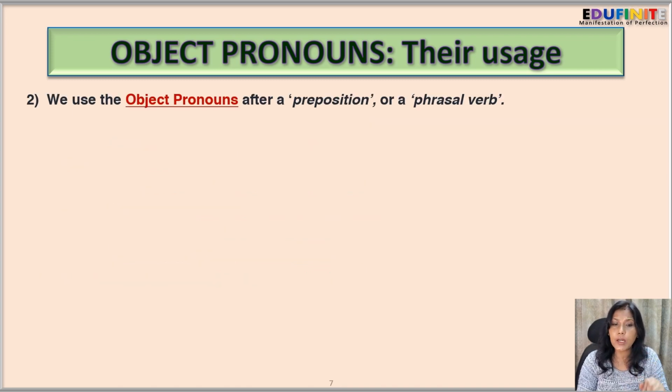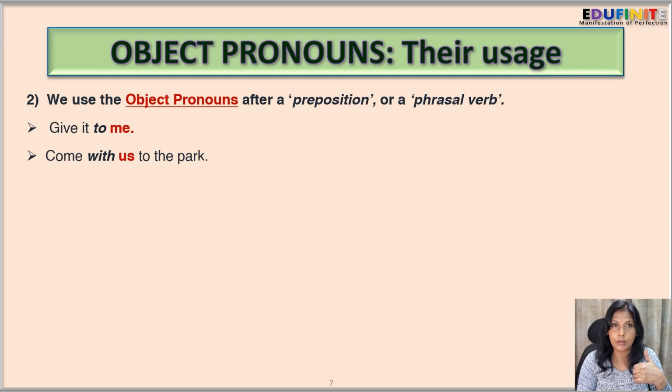We use object pronouns after a preposition or a phrasal verb. So the second place where we use object pronouns is after a preposition or after a phrasal verb. Now let's look into some of the sentences. Give it to me. So here the preposition is to and then we are using the object pronoun me.